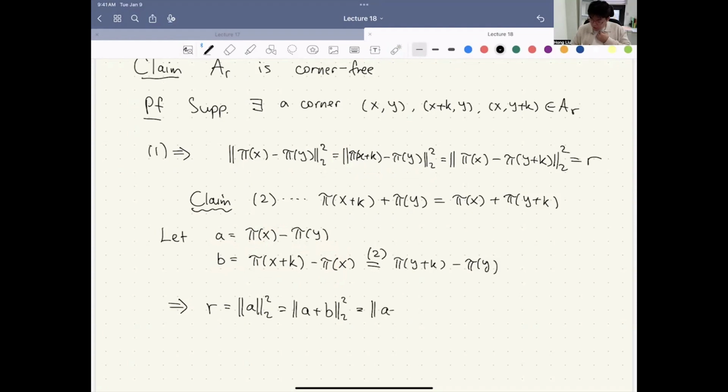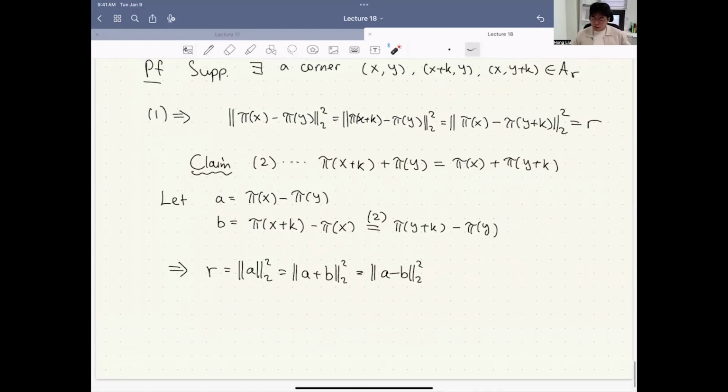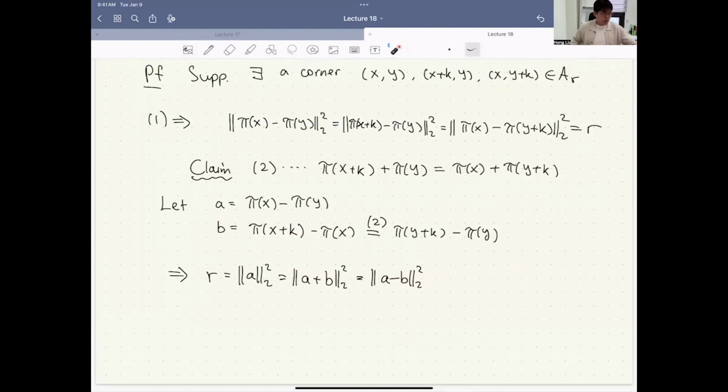What about A minus B? I claim that it's the same. A minus B, let's look at this form. This minus this, these two get canceled out. You get pi x minus pi y plus k. So all three vectors have the same norm R. But these are not three random vectors. These are three vectors in the parallelogram.